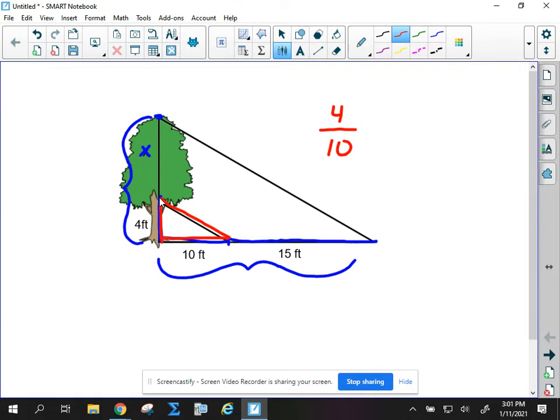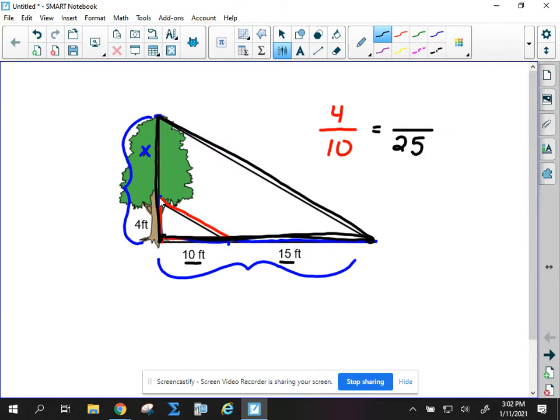But now what I want to do is set up one for the big triangle here. All right, so this big triangle like this. And what I need though is those total distances. So when I look at the distance from the base of the tree until the tip of its shadow, well, that's 10 feet plus 15 feet. So that has a total distance of 25 feet. So from the base of the tree all the way out, that's 25 feet total.